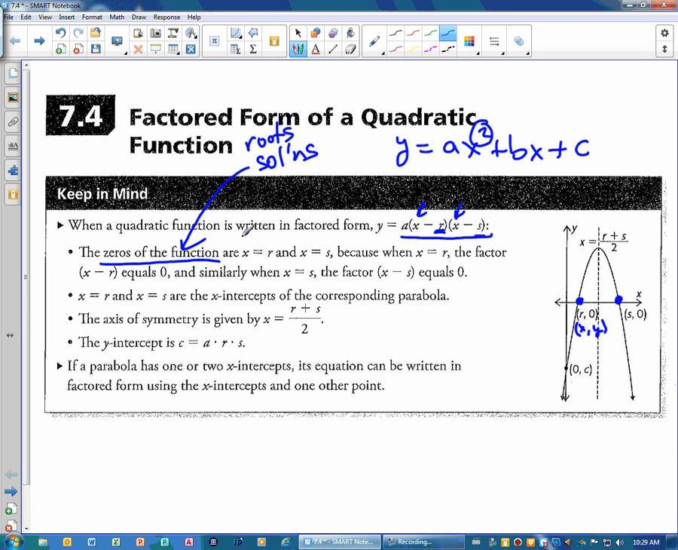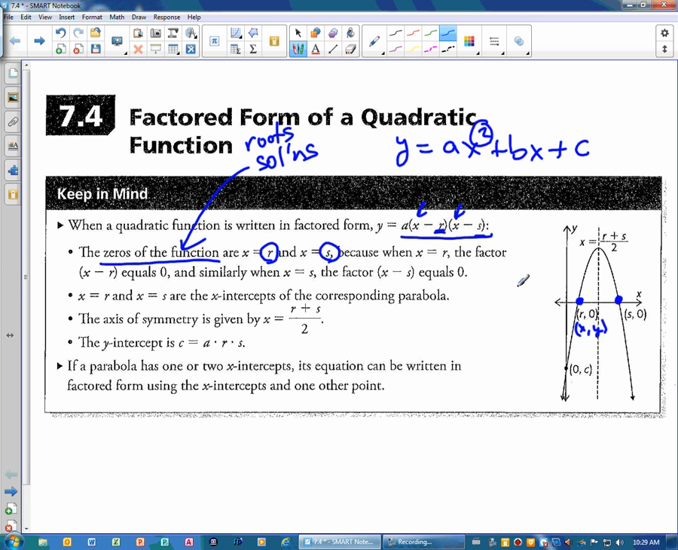Okay, but the zeros of the function, they're called zeros because remember I told you right here y is 0. So sometimes they call it the zeros. It's what makes the equation 0. The two answers are r and s, because when x equals r, x minus r equals 0, and when x equals s, x minus s equals 0, okay? It says x equals r and x equals s are the x-intercepts of the corresponding parabola.